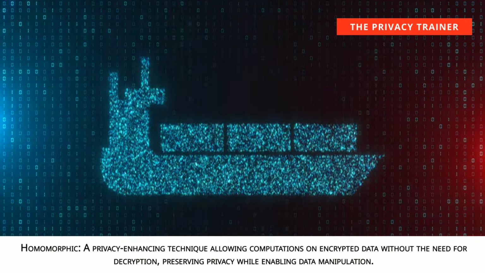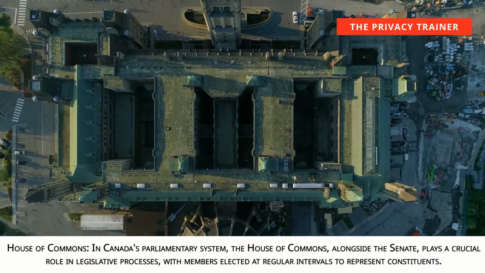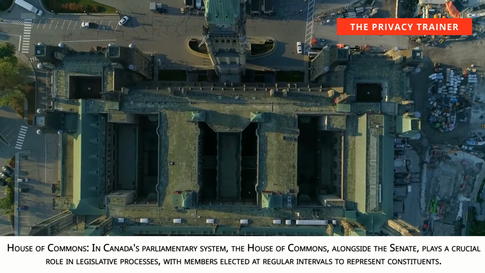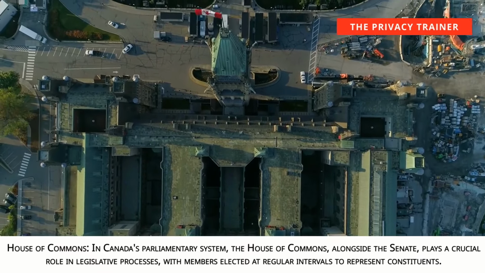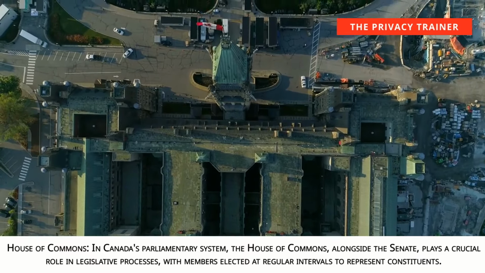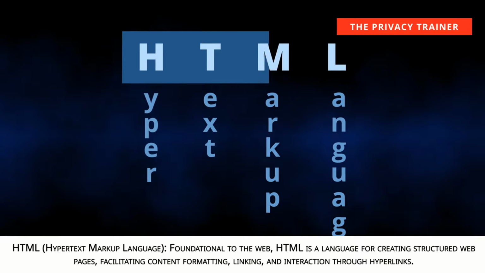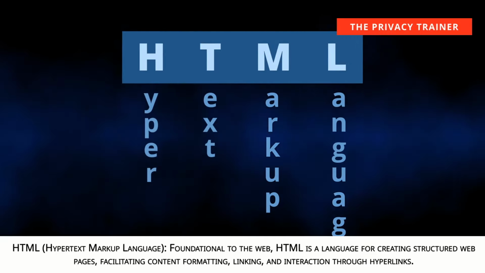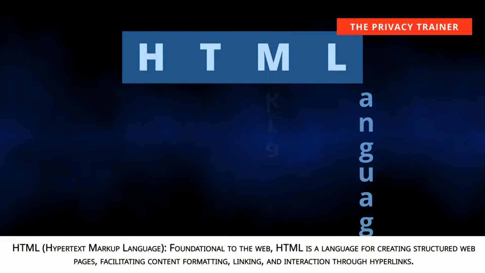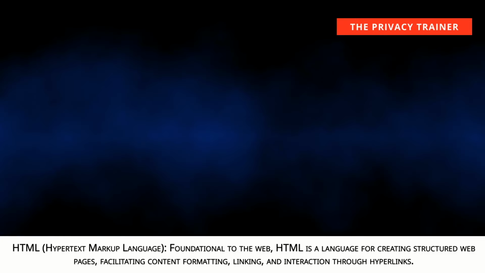House of Commons. In Canada's parliamentary system, the House of Commons, alongside the Senate, plays a crucial role in legislative processes, with members elected at regular intervals to represent constituents. HTML, Hypertext Markup Language, foundational to the web. HTML is a language for creating structured web pages, facilitating content formatting, linking, and interaction through hyperlinks.